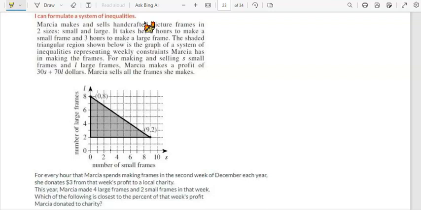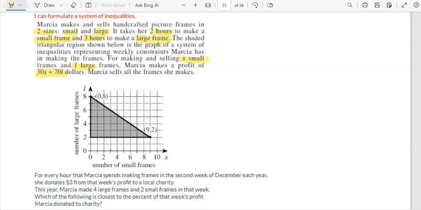Marcia makes and sells handcrafted picture frames in 2 sizes, small and large. It takes her 2 hours to make a small frame and 3 hours to make a large frame. The shaded triangular region shown below is the graph of a system of inequalities representing weekly constraints Marcia has in making the frames. For making and selling S small frames and L large frames, Marcia makes a profit of $30 plus $70. Marcia sells all the frames she makes.